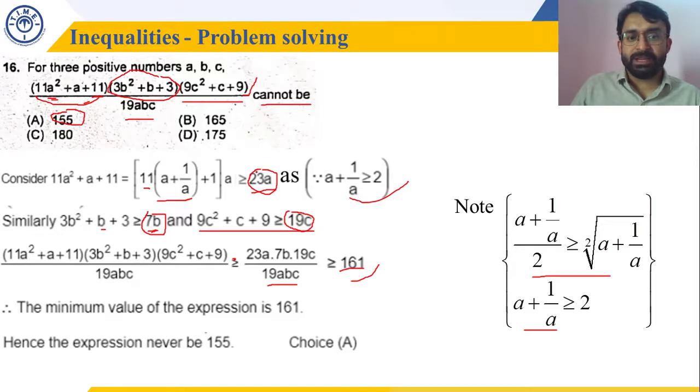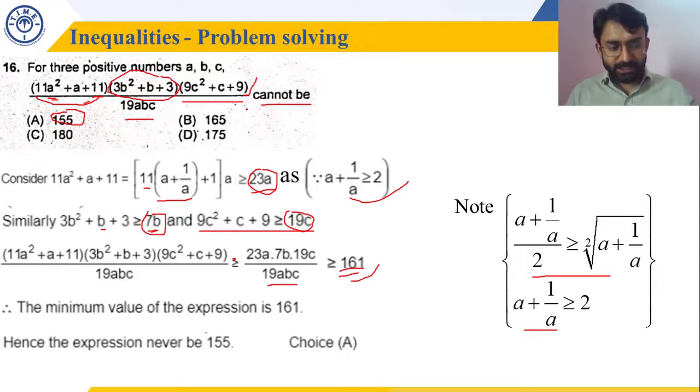So if I put 1, 1, 1 here, I'll get 1+1+1 which is 3, 3+3+1 which is 7, 9+9+1 which is 19. So 23 into 7 into 19 divided by 19 is 161. So the minimum value of this expression is 161. So it cannot be 155 in any case. Fine. So the answer choice is A. It cannot be 155. Let's move ahead to the next question.